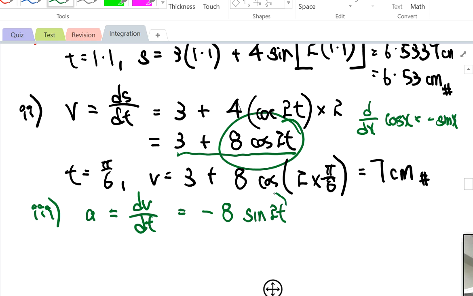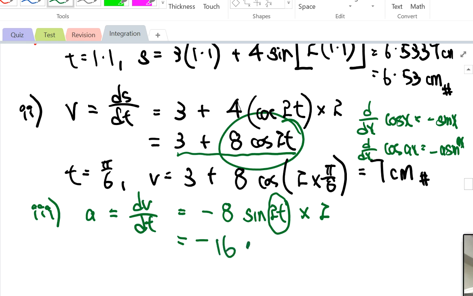Okay, what must you do to the 2 over here? You must differentiate 2t. So after you differentiate 2t, you will get 2. So this whole thing must be multiplied by 2, just like cosine ax, you get a negative a sine ax. So I'm going to simplify it. Negative 16 sine 2t. Are we done?